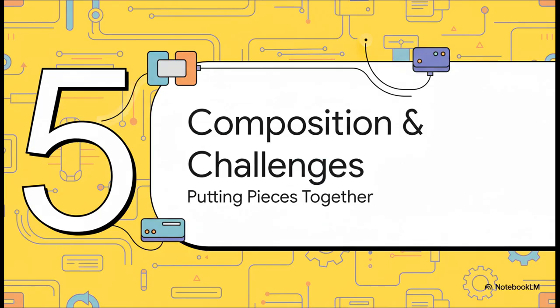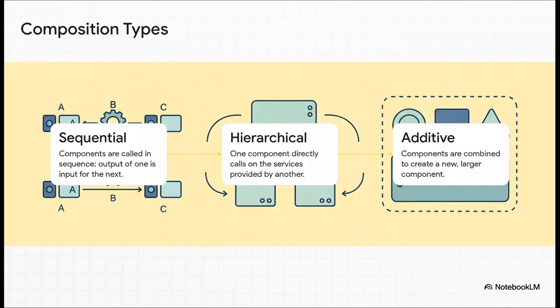So, let's say we've done our homework. We've found the components we need, and we've been careful to validate them. Now comes the final challenge, composition. This is the part where we actually wire these building blocks together to make a real working system. And there are basically three patterns for putting components together. The first is sequential. This is like an assembly line. The output of component A flows directly into being the input for component B, and so on.